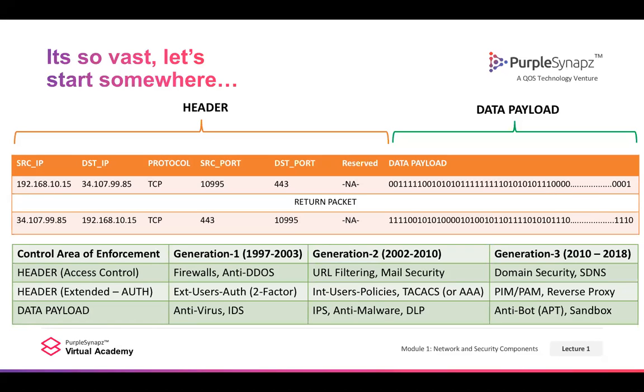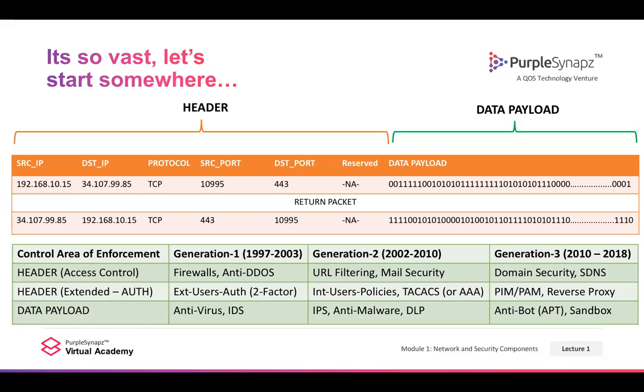Around 2004-5, for the first time organizations started adopting IPS at the north south level, not at the end compute level alone. So that's why you see IPS mentioned in generation 2, while in generation 1 it was only intrusion detection systems. Then we have anti-malware solutions.